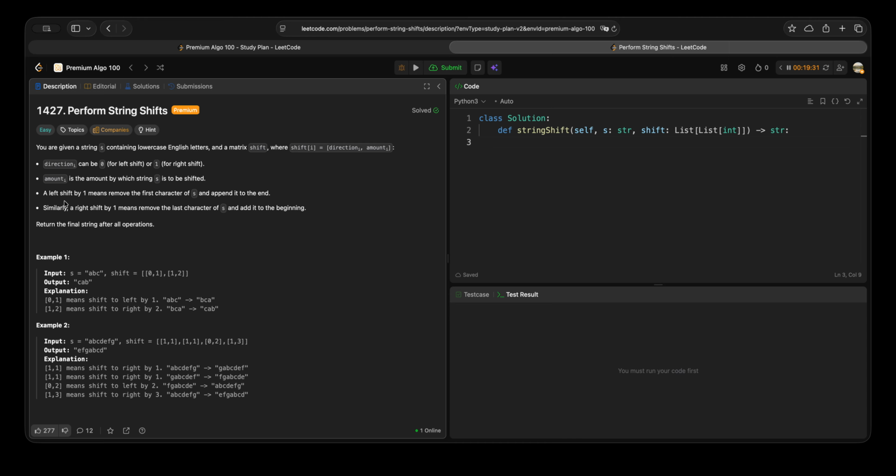What is left shift? Left shift by one means remove the first character of S and append it to the end. And right shift means remove the last character of S and add it to the beginning. So let's look at an example.